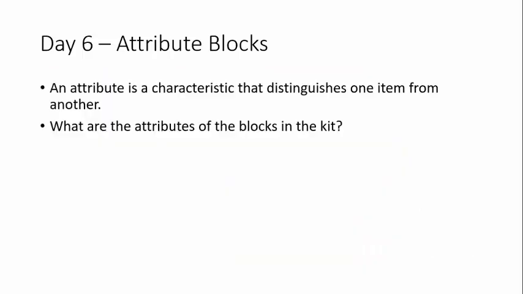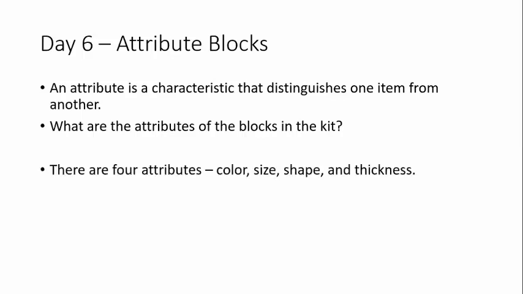An attribute is a characteristic that distinguishes one item from another. What are the attributes of the blocks in the kit? What characteristics do you remember seeing? We had different sizes, there were different colors, shape, and then thickness. There are 4 attributes. Again, color, size, shape, and thickness.